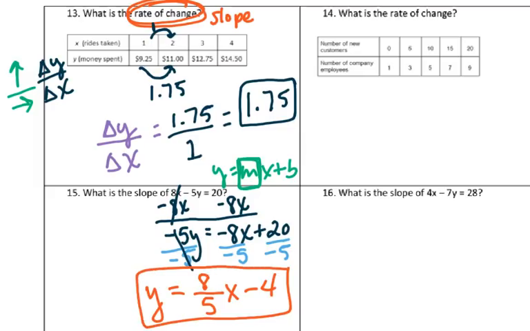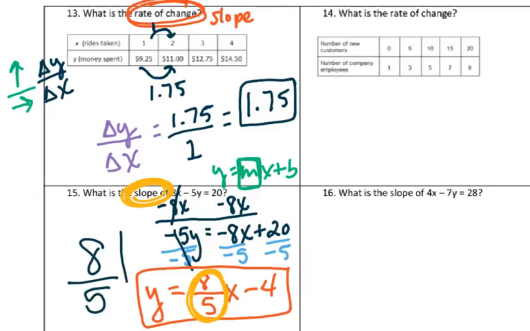So that's the equation in slope-intercept form, but the question says, what is the slope? The slope is the number with the x. It's not the x, it's the number in front of x. So my answer is that the slope for number 15 is 8 over 5. That is the slope of the line. That is the rate of change. It would rise 8 and it would run 5. 16, same thing. Move the x. Divide the negative 7.